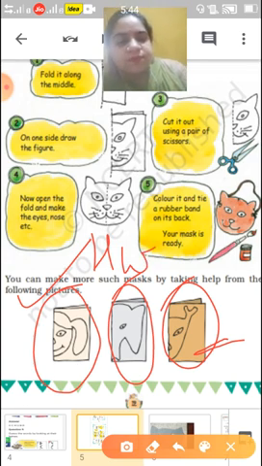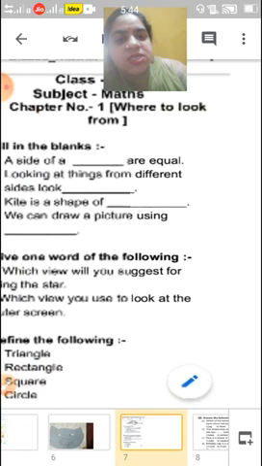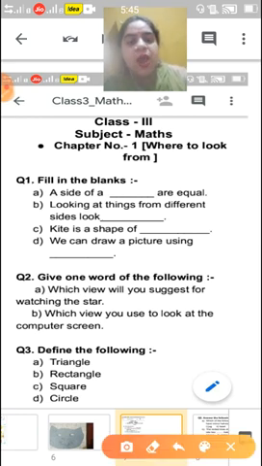Okay children, now come to our worksheet. In this, I have given you some questions. In this first question, fill in the blanks. All sides of a dash are equal. Children, first listen to me properly because I have given the solution also. So first listen to your question and answer both carefully. Okay. All sides of a dash are equal. What? Square. You have to write down square.